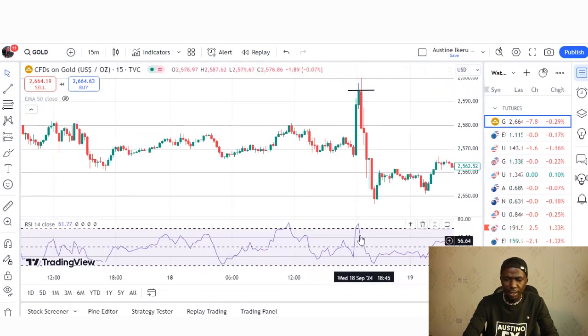You can see it now. So this is the RS line. So this is where you expect to take a sell trade, because the RS line has entered the overbought condition. It is above the 70. So this is where you are expected to take what? To take a sell trade.